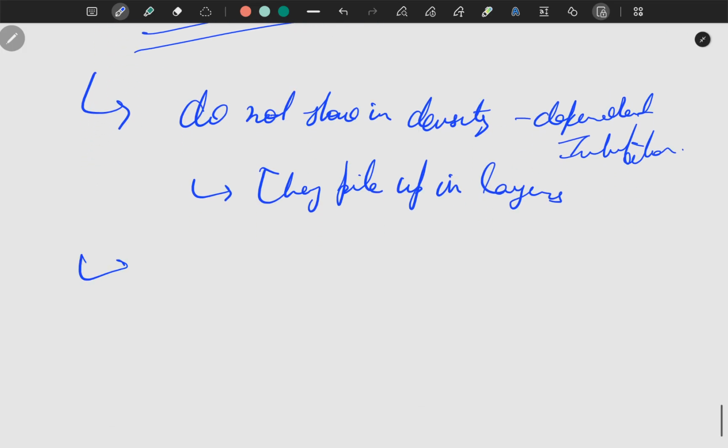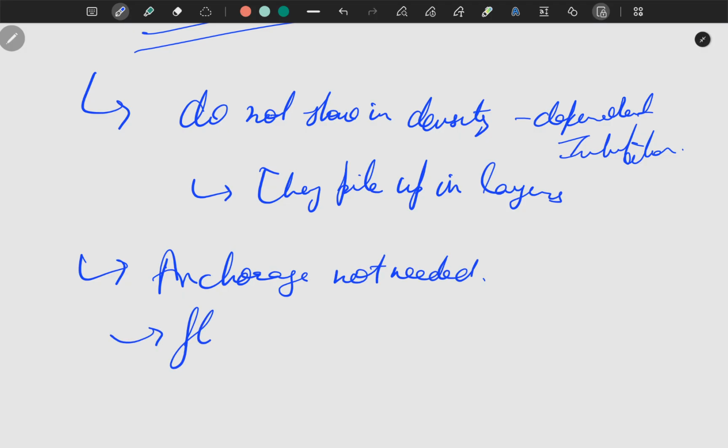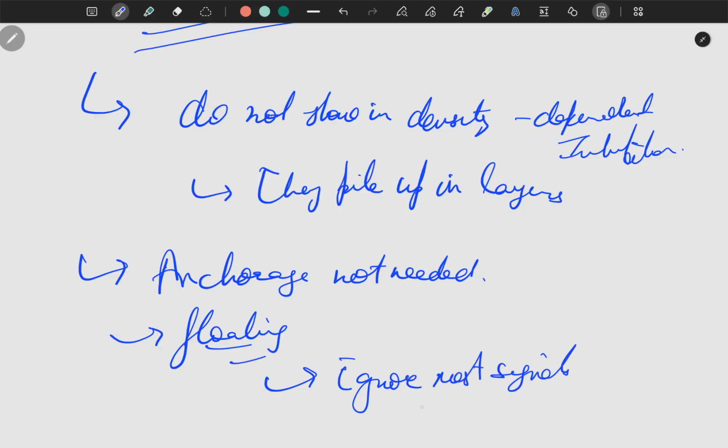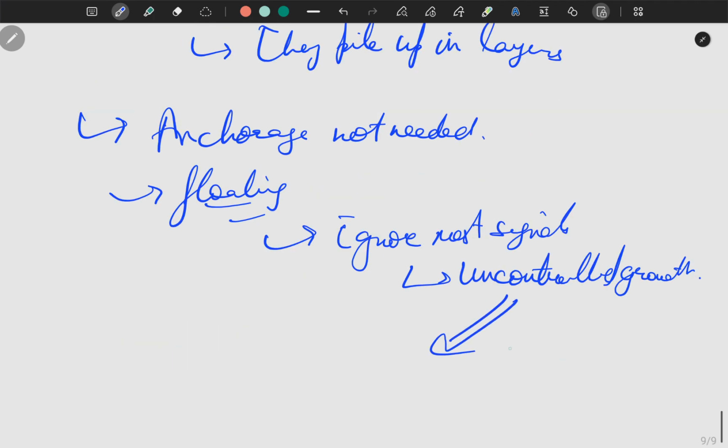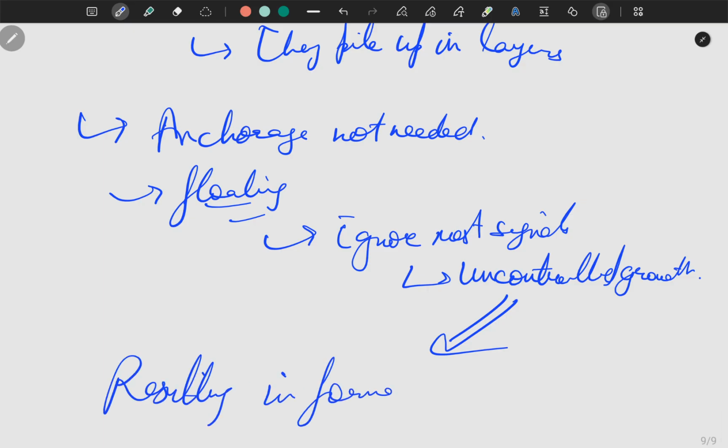They also don't need any support, no anchorage needed. They just bind together while floating. They ignore the signal. This leads to uncontrolled growth of the cells and results in the formation of a tumor.